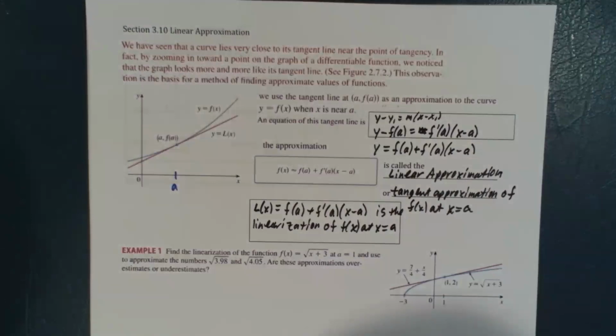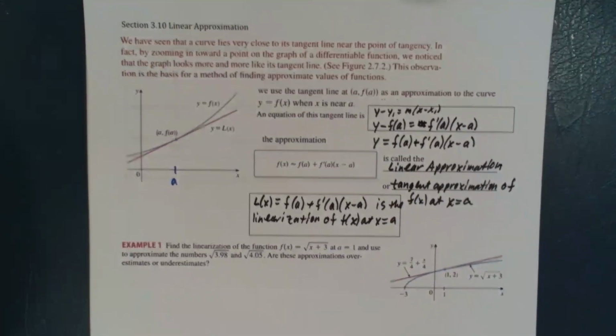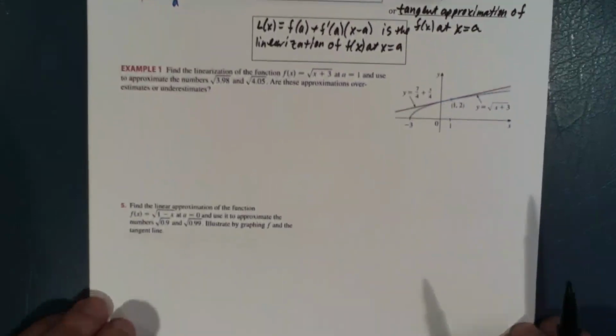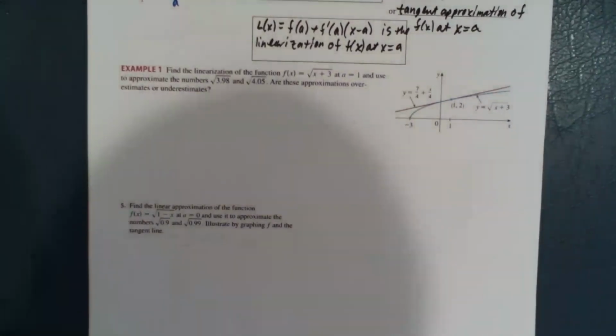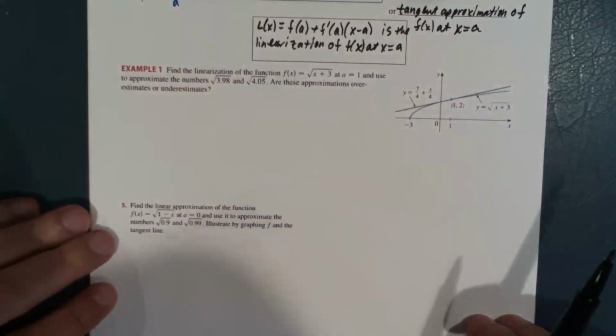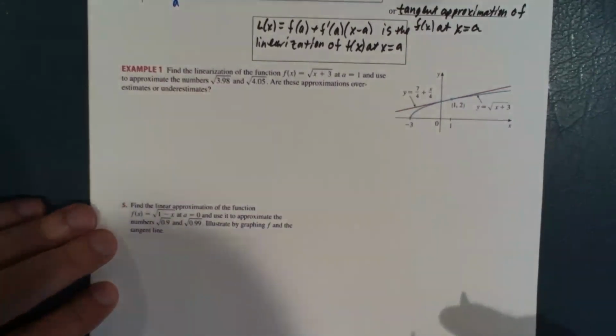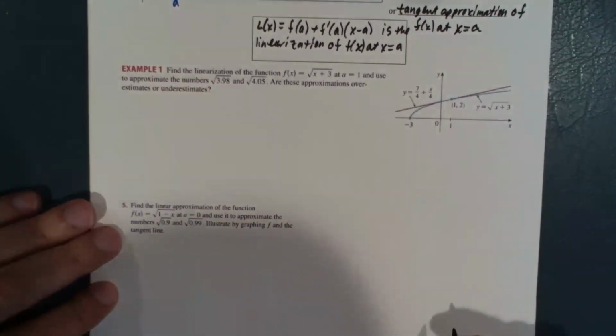So let's actually do an example. Here we have the function. You can see the blue here is y equals the square root of x plus 3. And we're going to come up with the linearization to approximate the square roots of 3.98 and 4.05. So let's get started.